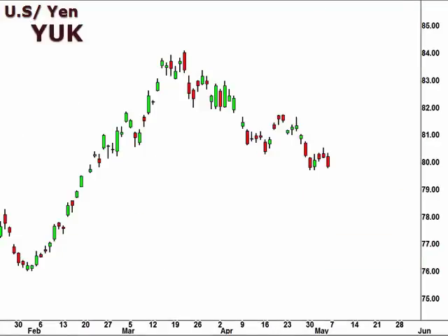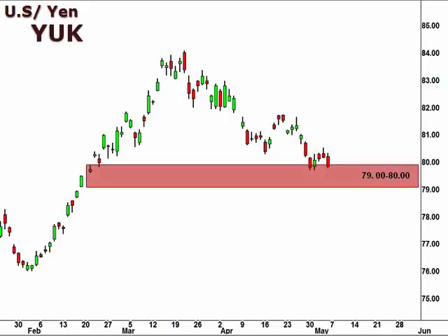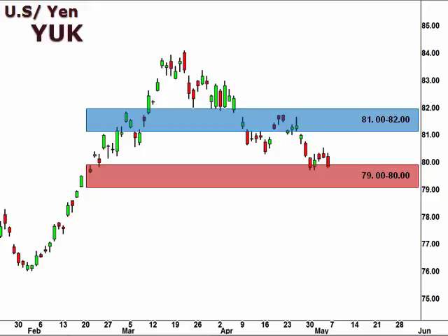Let's take a look at the YUK, the US dollar versus the Japanese yen. Well, the recent trend for the YUK has been down. However, the 79.80 zone is an important support, a break of which will confirm a continuation lower. 81.82 is a key overhead resistance, and we suspect a bounce off of 79.80 is likely to follow through with a test of this 81.82 focal zone.